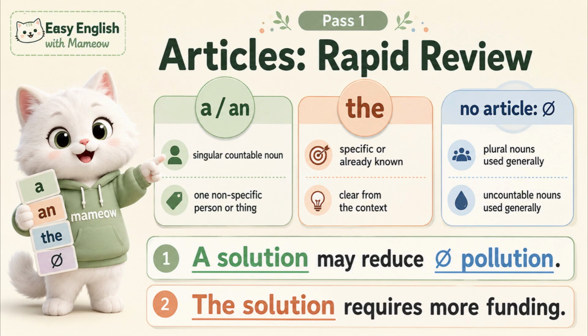Use a or an before a singular countable noun when the person or thing is not yet specific. Use the when the meaning is specific, already known, or clear from the context. Use no article with plural and uncountable nouns when you are speaking generally. For example, a solution may reduce pollution. The solution requires more funding.